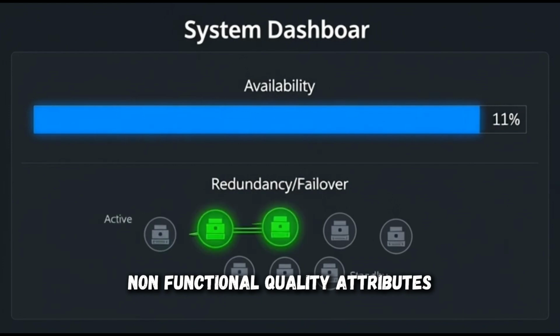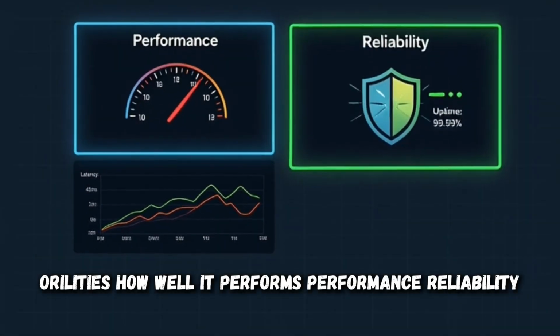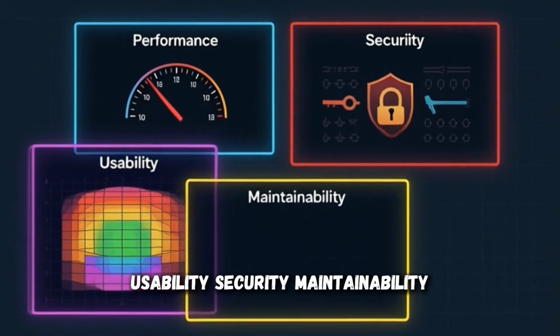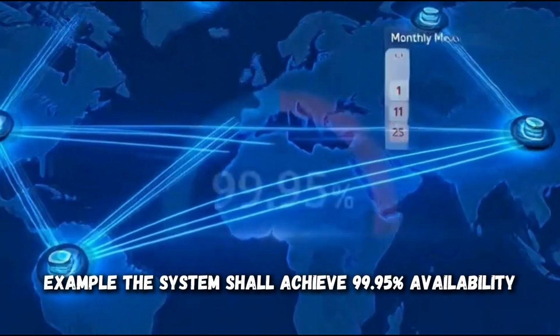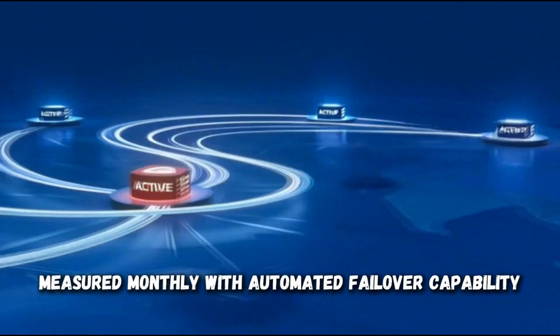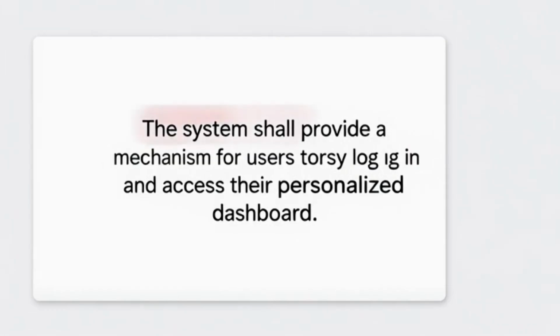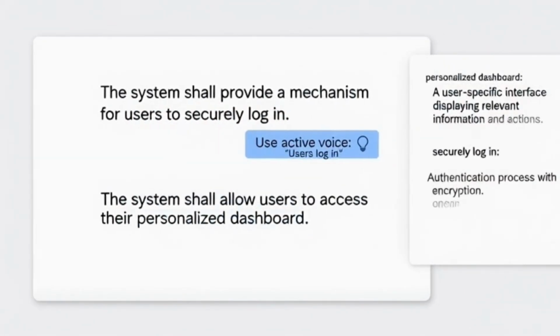Non-functional: quality attributes, or ilities. How well it performs: performance, reliability, usability, security, maintainability. Example: the system shall achieve 99.95% availability, measured monthly with automated failover capability. Keep it concise and singular. Aim for one clear thought per requirement. Use active voice. Define all terms in a shared glossary.